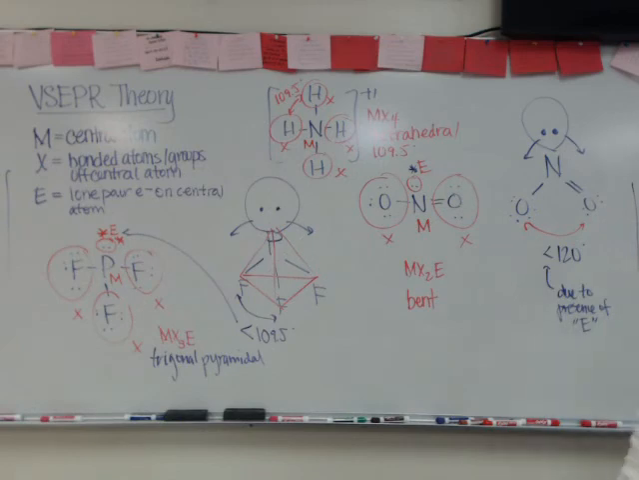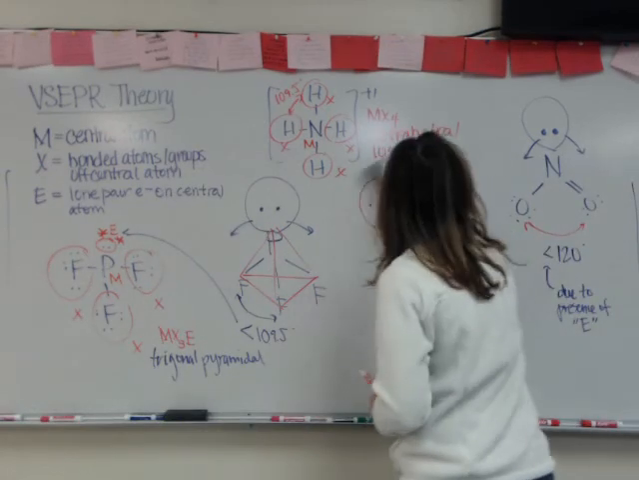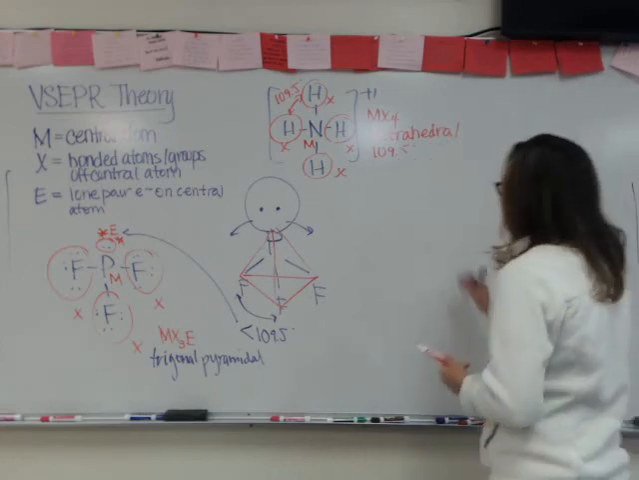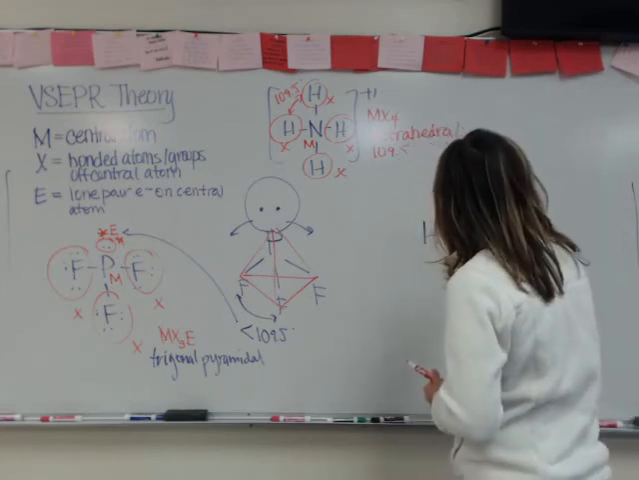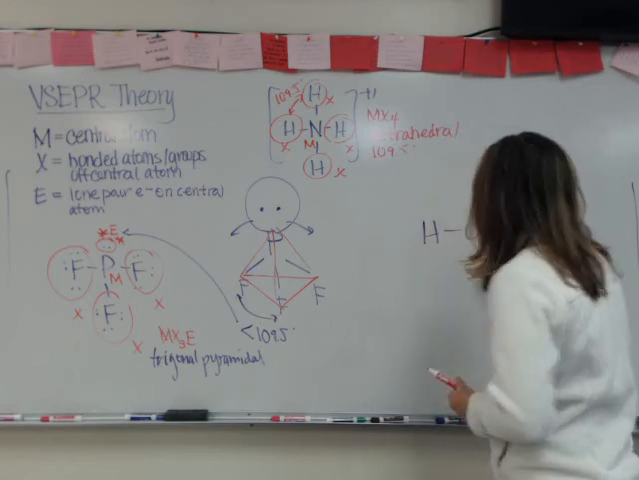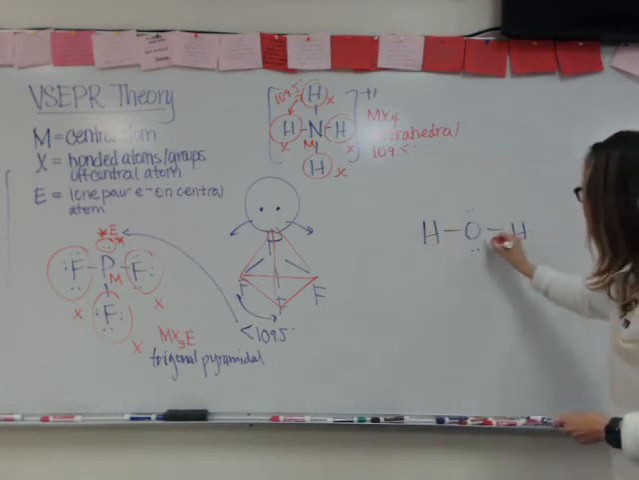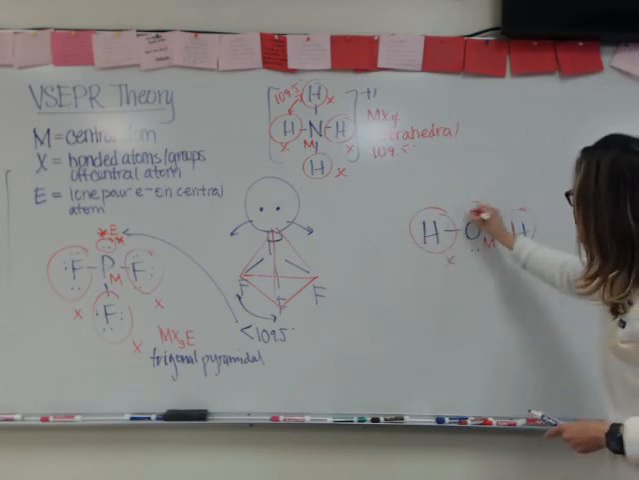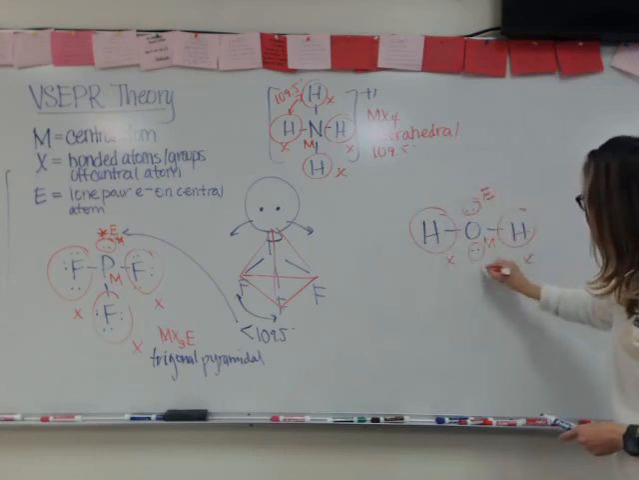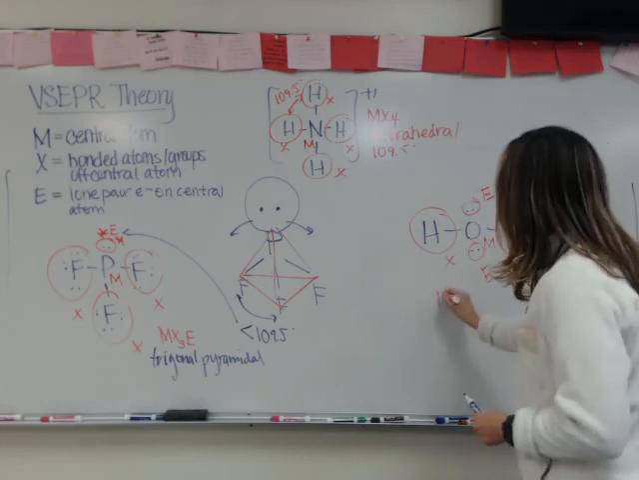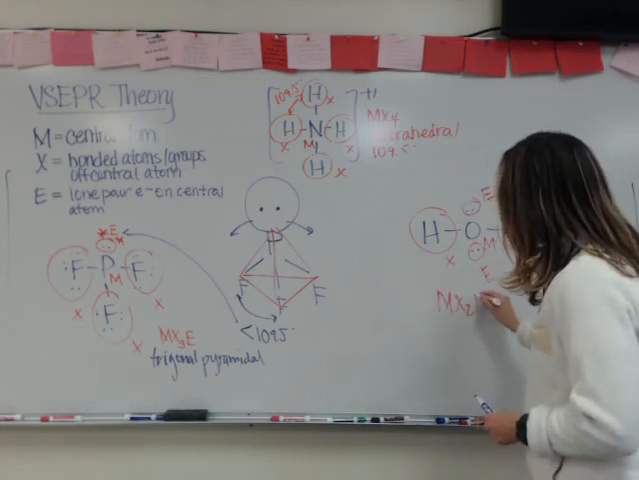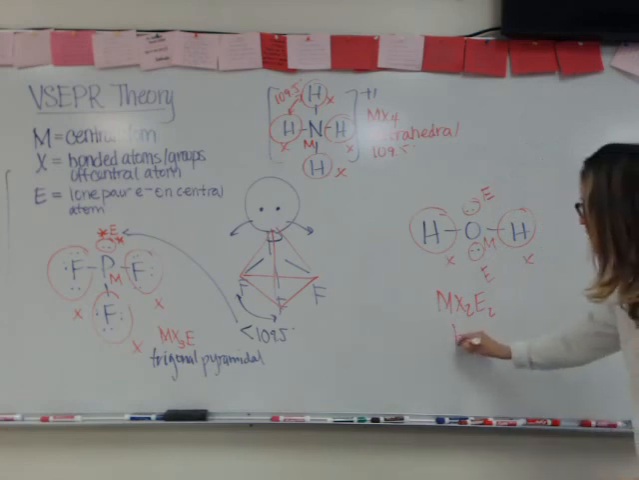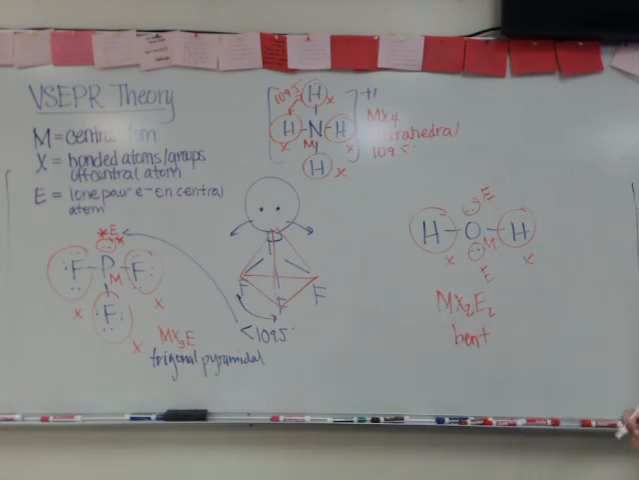We have one more. Let's look at water. When you're looking at water, you have your central atom, M. We have 2 bonded groups, those are my X's, and I have 2 lone pairs of electrons, which are my E's. My designation is MX2E2. Now, why is it that gives me a bent shape?